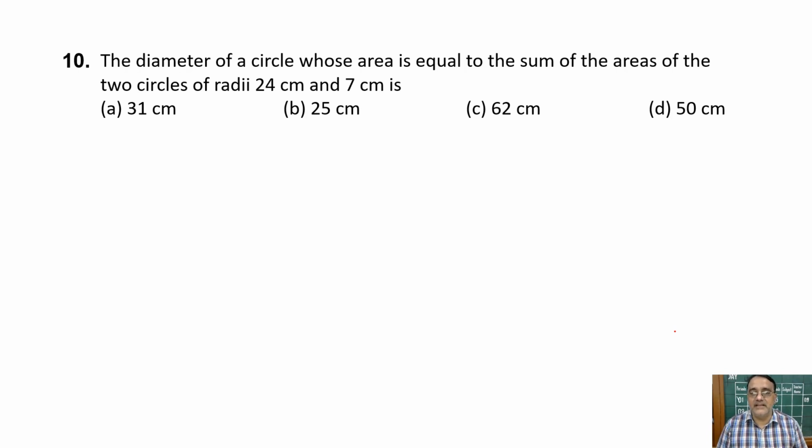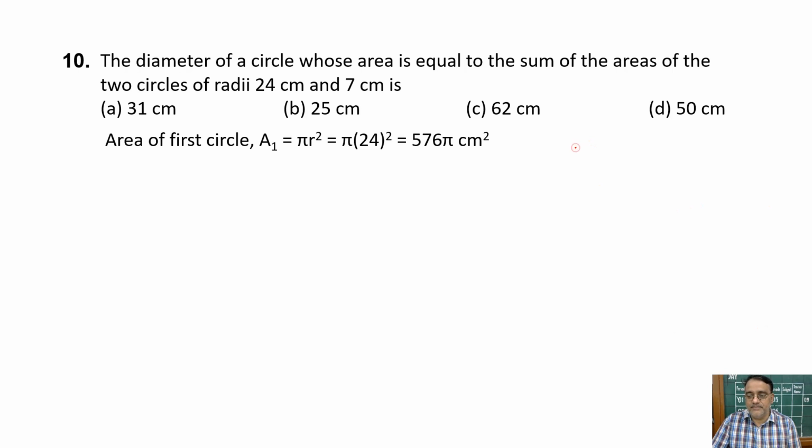Right, now we are moving toward question number 10. The diameter of a circle whose area is equal to the sum of the areas of two circles of radii 24 centimeters and 7 centimeters is dash. So here also we can do the same thing. Now look carefully at what I am telling you. a is equal to a1 plus a2, and the formula for a is pi r square, the formula for a1 is pi r1 square, and the formula for a2 is pi r2 square.